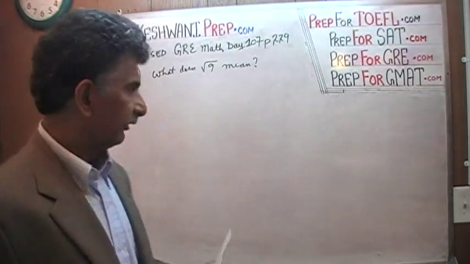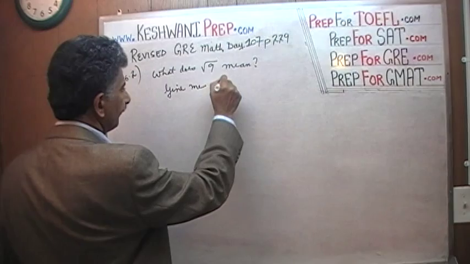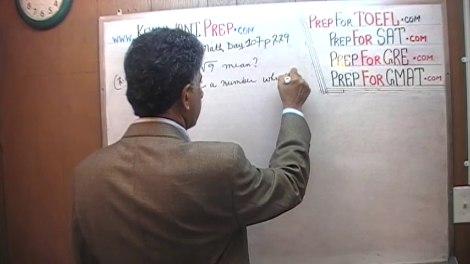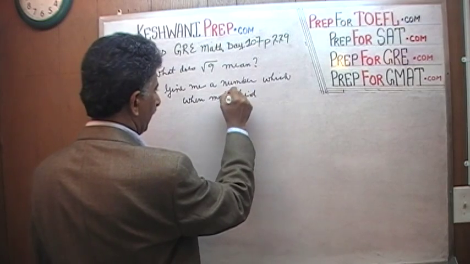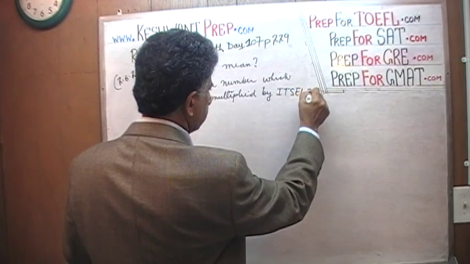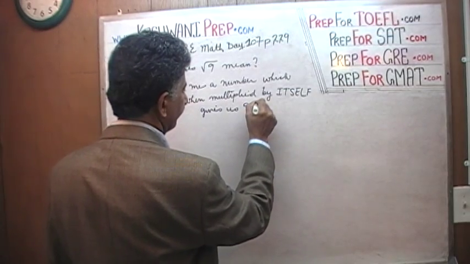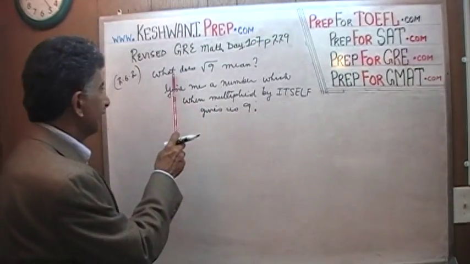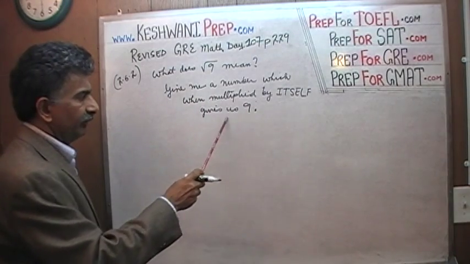What is being asked here is this. It says, give me a number which, when multiplied by itself, gives us 9. That's the question here. When somebody says what's the square root of 9, what they're saying is, give me a number which when multiplied by itself gives us 9.